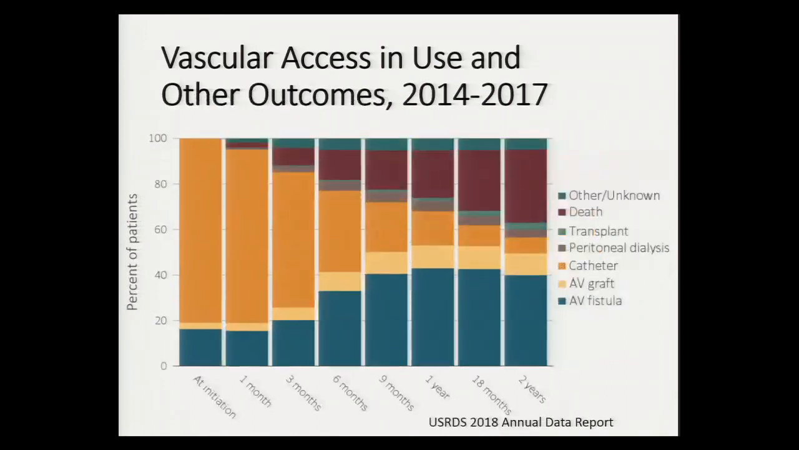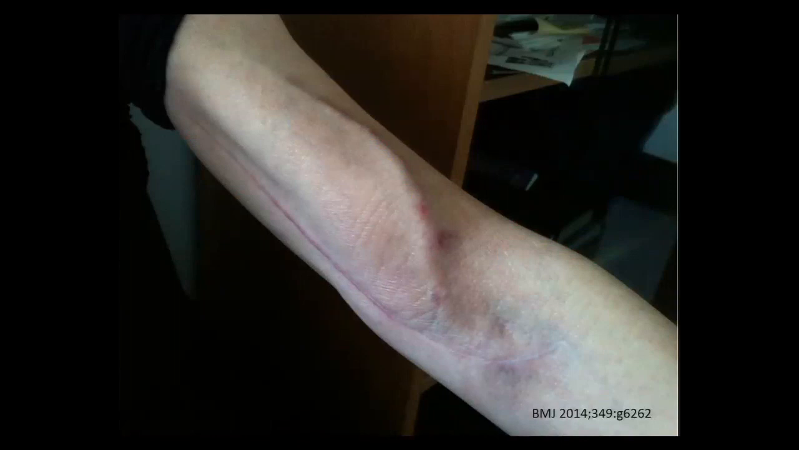If you look at the overall outcomes, it's a little bit different picture. There's a lot of mortality by 2 years. Relatively few patients undergo transplantation, and there's a reduction in catheters. There's an increase in fistulas, but there's a lot of mortality as well. So this appears to be a brachial basilic fistula.